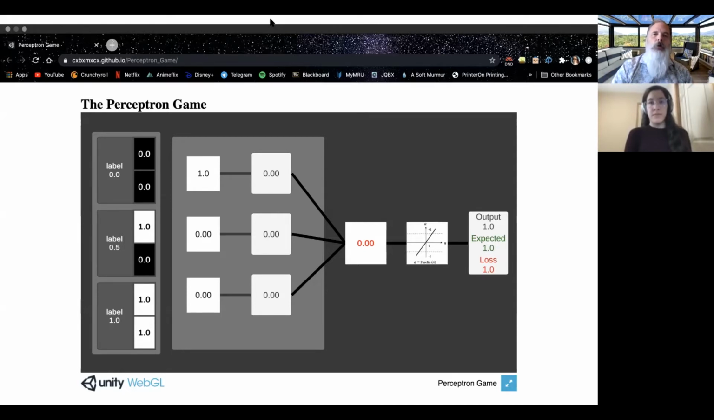So today we're going to look at and play a first variation that just teaches you the Perceptron game with myself and Mariangel.